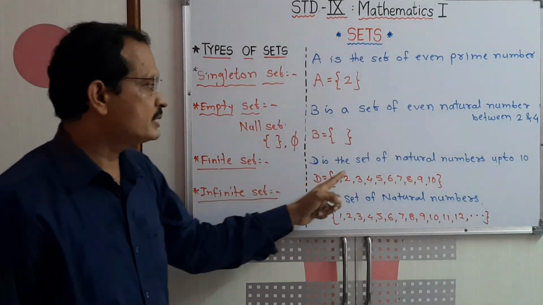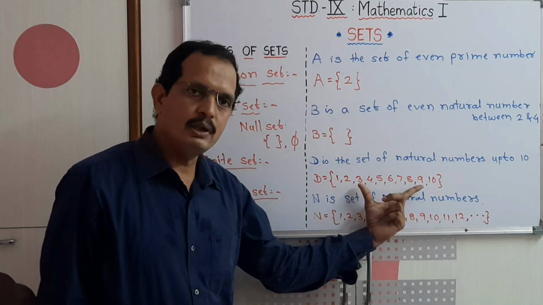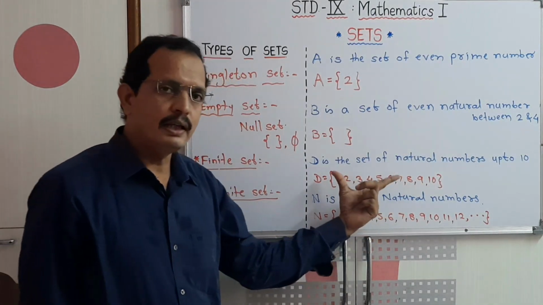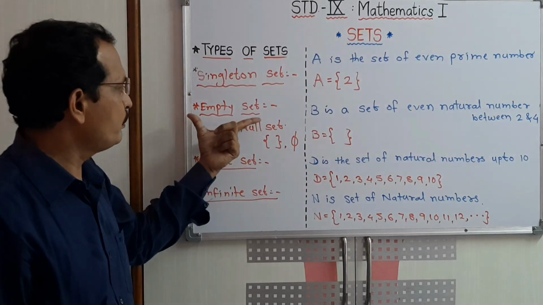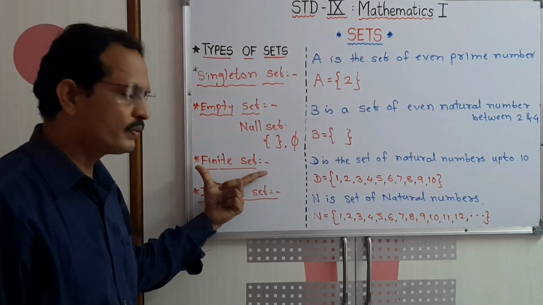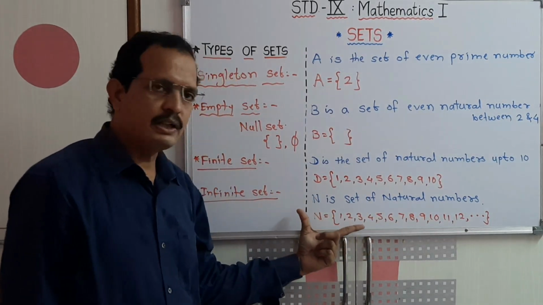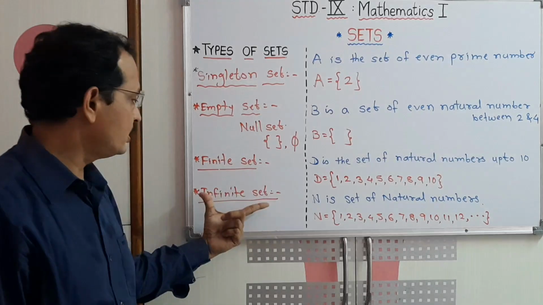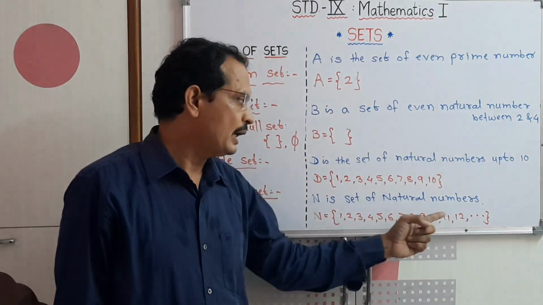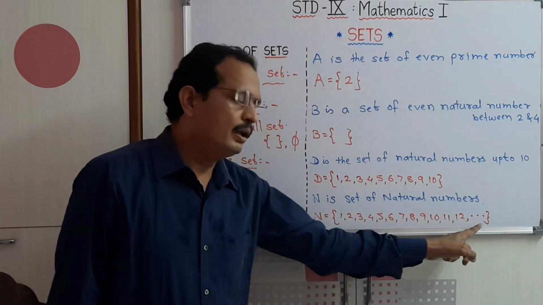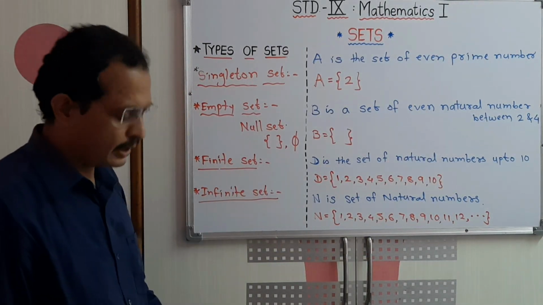Then, D is a set of natural numbers. The elements are countable and limited. Then, such a set is called a finite set. And remember, an empty set is always a finite set. Now, N is the set of natural numbers, and the set of natural numbers is always an infinite set because the numbers are uncountable and they are unlimited. Therefore, such a set is called an infinite set.